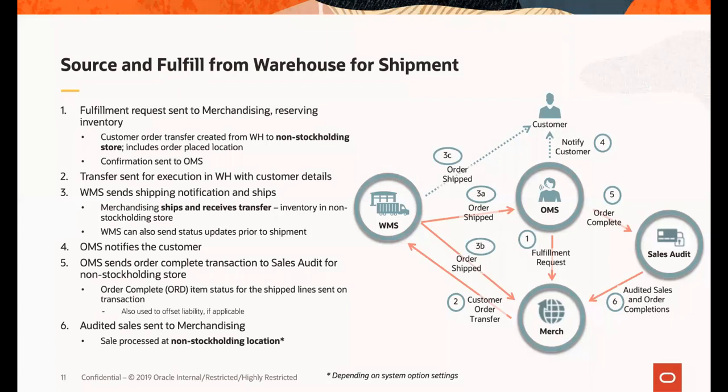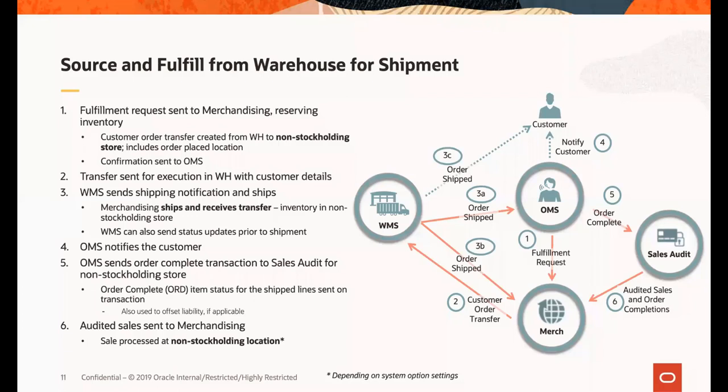Once the warehouse has picked and packed the order, it's sent to the customer, and the warehouse would send a confirmation of the shipment to merchandising and order management. Order management uses that to notify the customer, and merchandising, when it receives the order shipment notification, will both ship and receive the transfer into that virtual store location, and then it sits there waiting for a sale transaction to clear it from inventory.